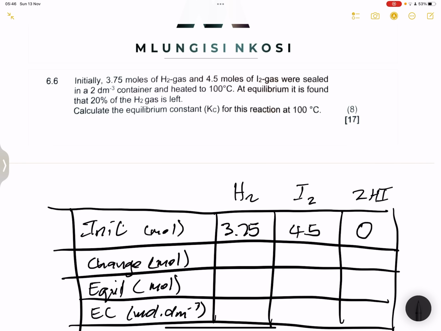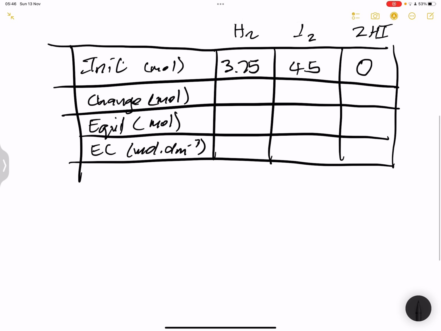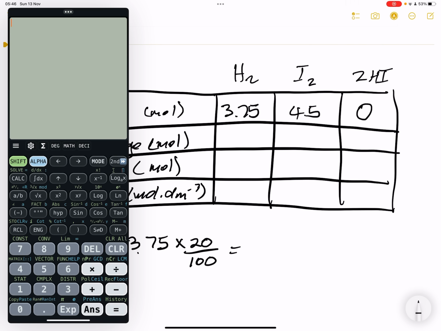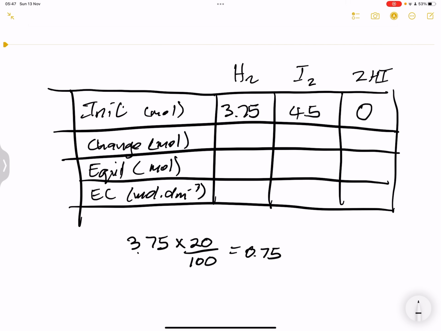Okay, so it means I'm going to take the number of moles of hydrogen, so that's 3.75 multiplied by 20 over 100. Remember, 20 over 100 is 0.2. So it means I've got 0.75. Now, you need to be careful when you look at this.